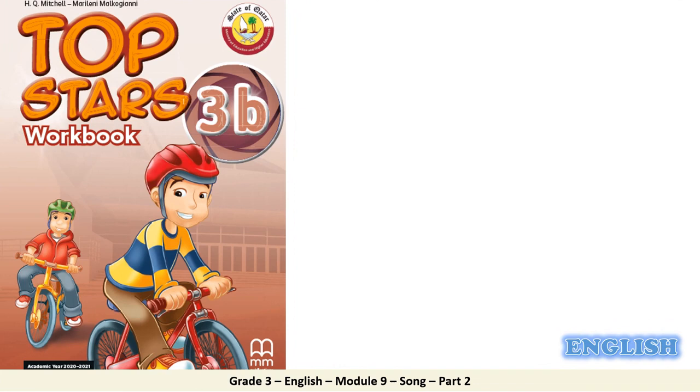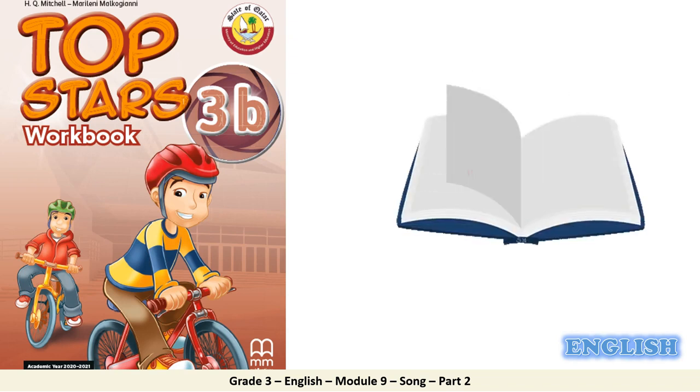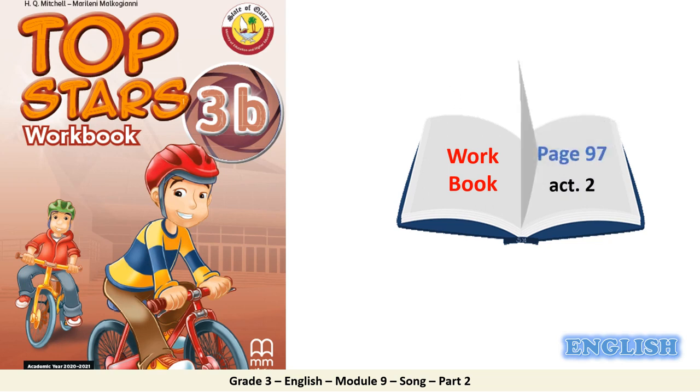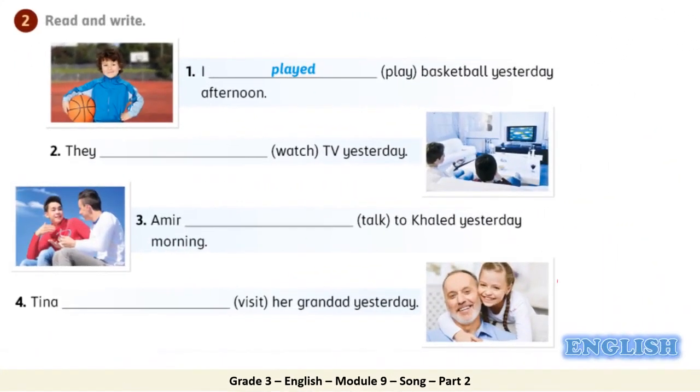It is now time to practice what we have learned so far. We will do so by opening our workbook, page number 97, to complete activity number 2. Now, in this activity, we have to look at the pictures, read the sentences, and complete with the correct form of the verb. The first one is solved for you. I played basketball yesterday afternoon. Let's move on to number 2.